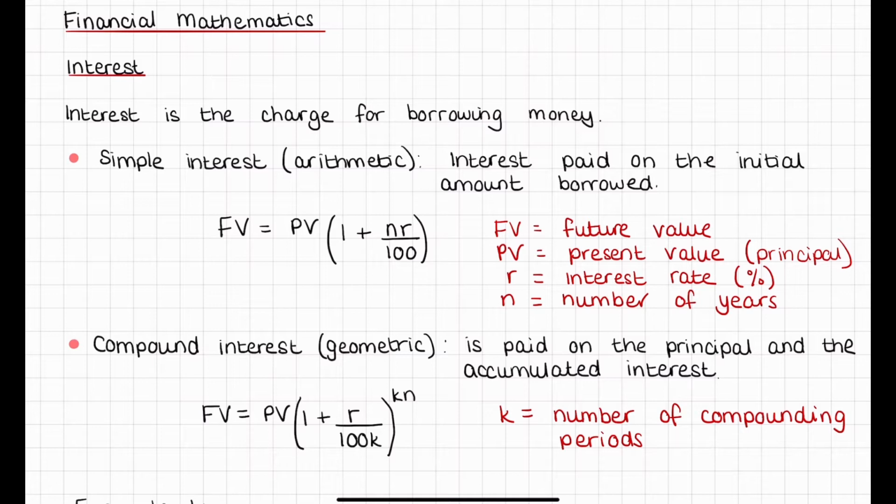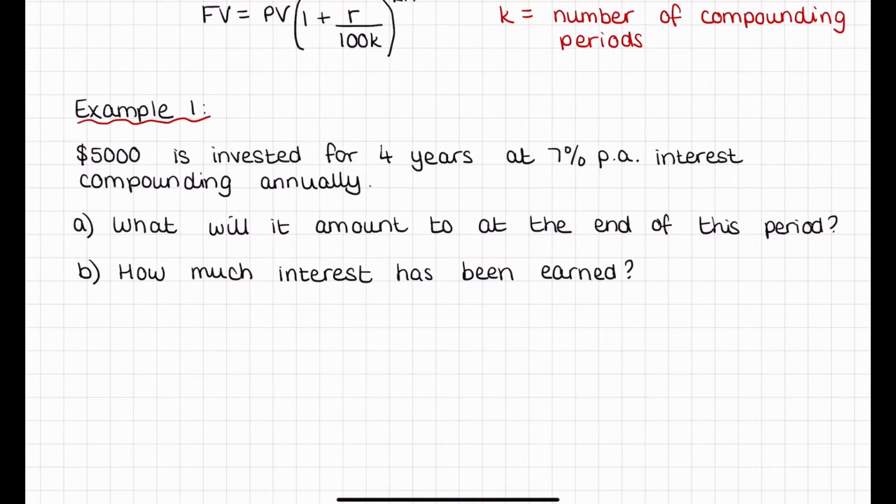Now, K is the number of compounding periods, so what that means is it's how many times in a year are we going to calculate interest. So if it's compounded annually, we'll calculate the interest once, so K will be 1. If it was compounded monthly, obviously we'll be calculating the interest 12 times a year, so K would be 12. So I've got a couple of examples, and I'll also show you how to do this on your calculator in the financial solver.